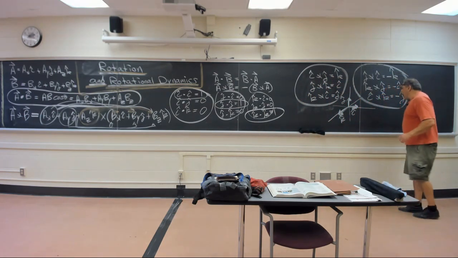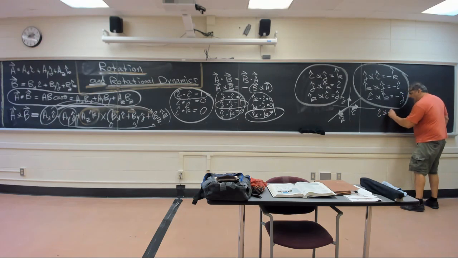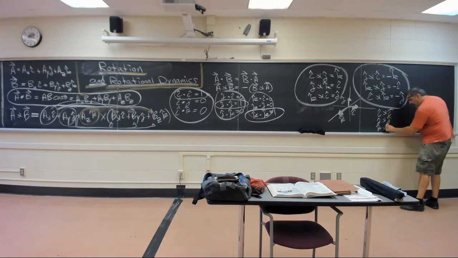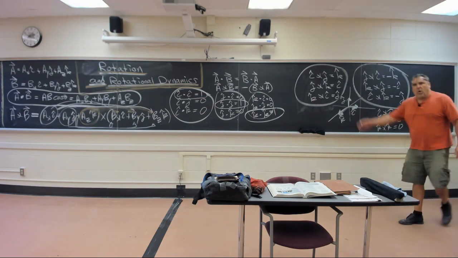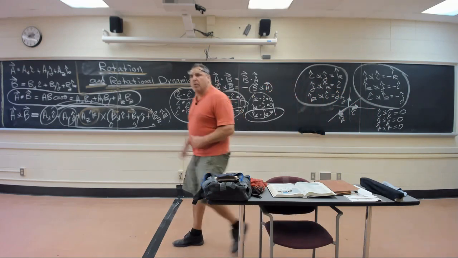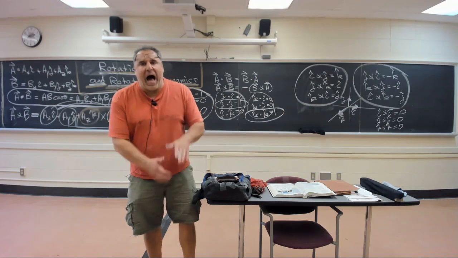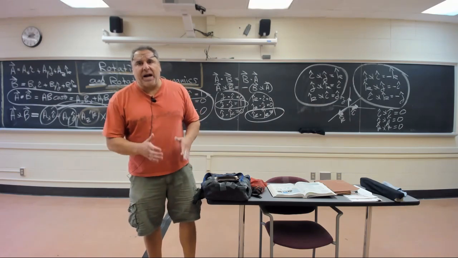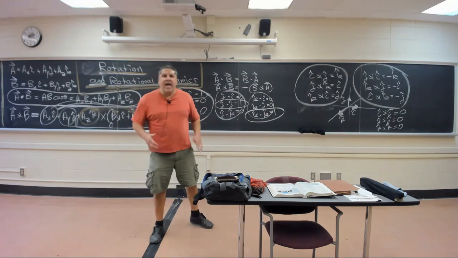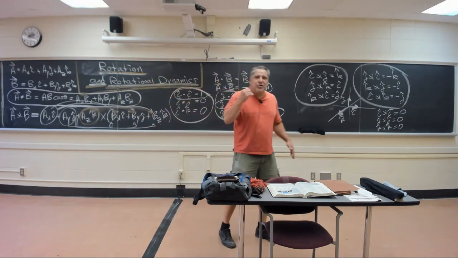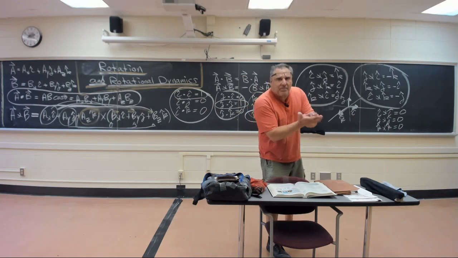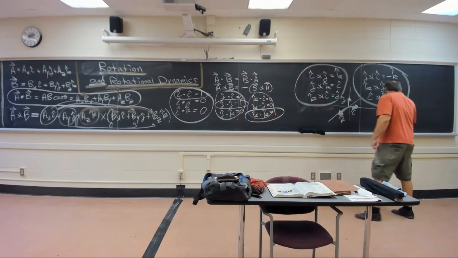If you ever are talking about i hat cross i hat, or j hat cross j hat, or k hat cross k hat, 0, 0, 0. It's always magnitude times the sine of the angle between them. What's the sine of any angle? What's the sine of the angle between i and i? 0. They're right on top of each other. The sine of the angle between j and j, between k and k, i hat and i hat, j hat and j hat, k hat and k hat, between them, 0. So the cross product when they're the same is 0.